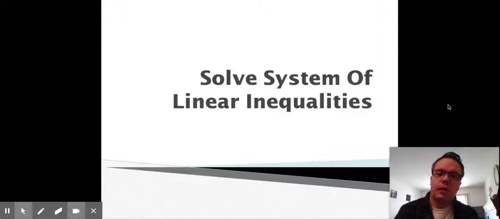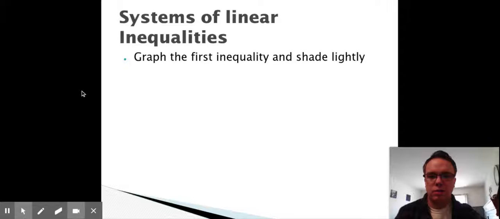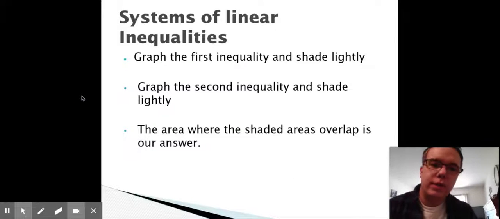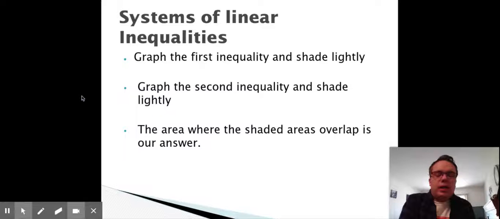So we have been graphing linear inequalities one at a time. Today we're going to talk about systems of linear inequalities, which, remember when we talked about systems of equations, that meant two or more. So today we're going to talk about two or more linear inequalities. Specifically, we're going to talk about two linear inequalities. So here are the steps that we are going to follow in order to solve systems of linear inequalities.